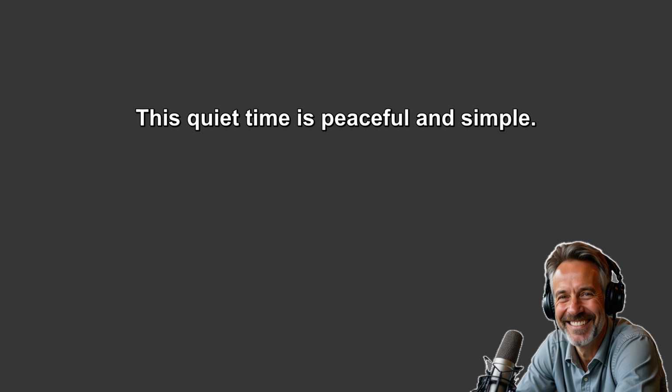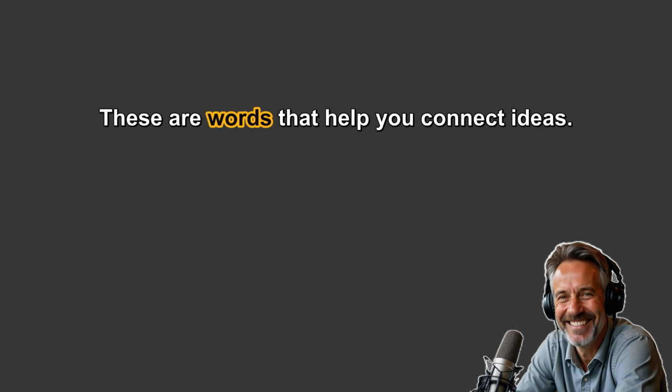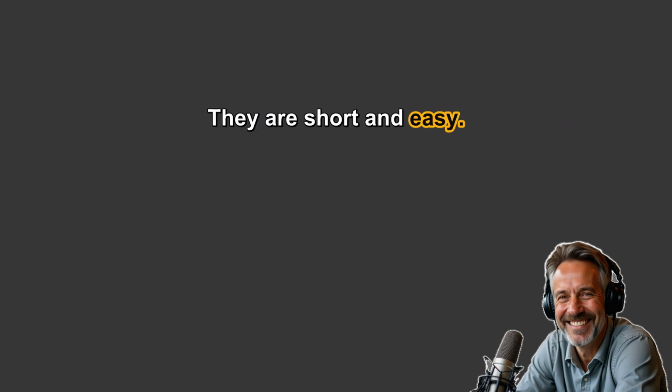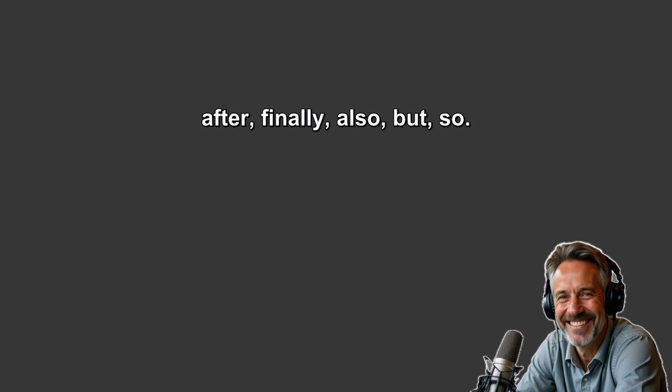Repeat the paragraph with me now. Pause when you need. Read slowly and clearly. Try to feel calm. Next we will practice small transitions. These are words that help you connect ideas. They are short and easy. Use them to tell a small story about your afternoon. Transition words: first, then, next, after, finally, also, but, so.